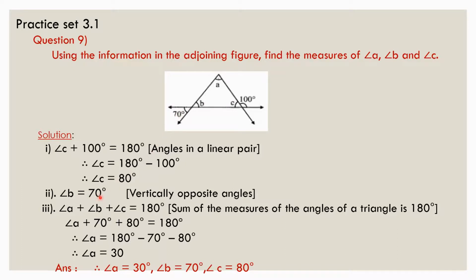And in this triangle, angle A plus angle B plus angle C is equal to 180 degrees, that is, the sum of the measures of the angles of a triangle is 180 degrees. Therefore, angle A plus 70 plus 80 is equal to 180 degrees. Therefore, angle A is equal to 180 minus 70 minus 80, that is 30 degrees. Therefore, angle A is 30 degrees, angle B is 70 degrees, and angle C is 80 degrees.